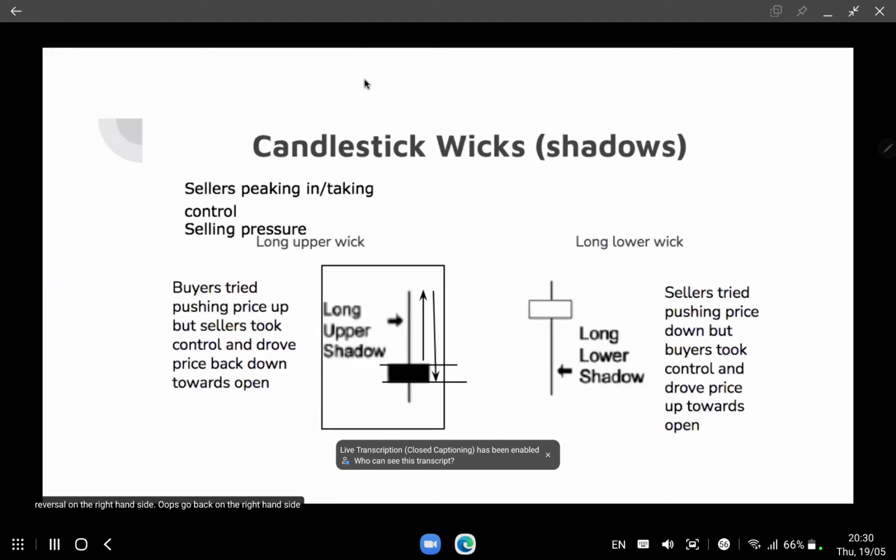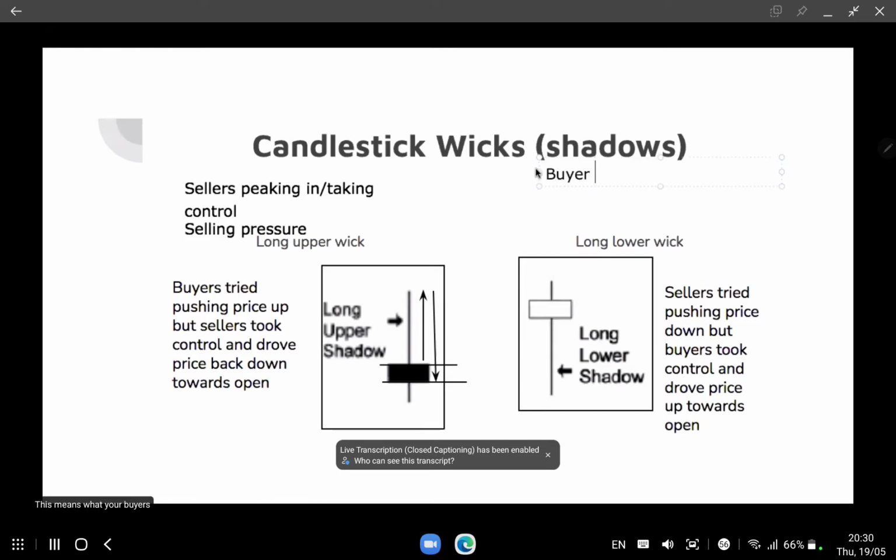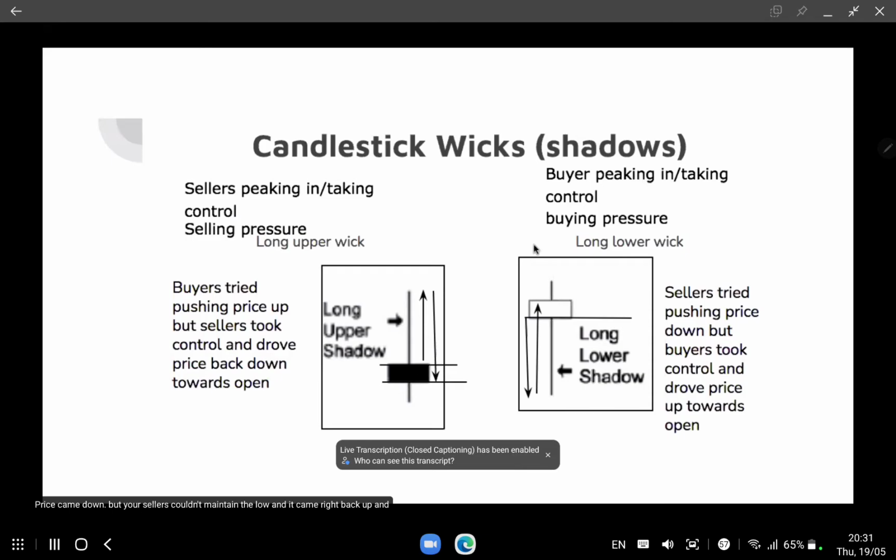On the right-hand side, you guys, we have a long lower wick. A long lower wick. This means what? Your buyers are peeking in, taking control. This also means buying pressure. Let's dissect it a little bit, right? This is a bullish candle, meaning it opened here. At some point in time, price came down, but your sellers couldn't maintain the low, and it came right back up and closed here.